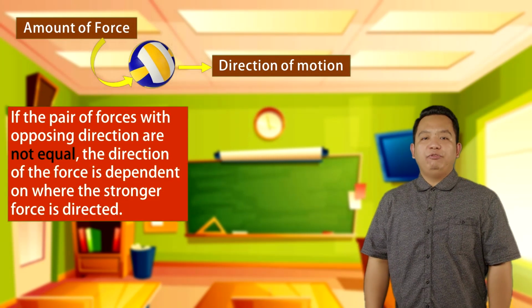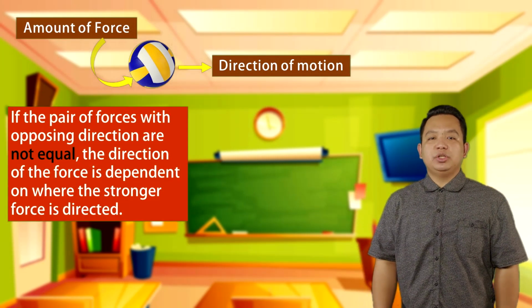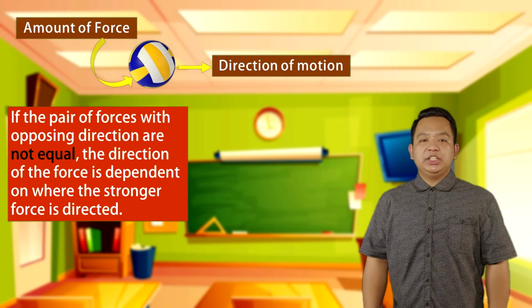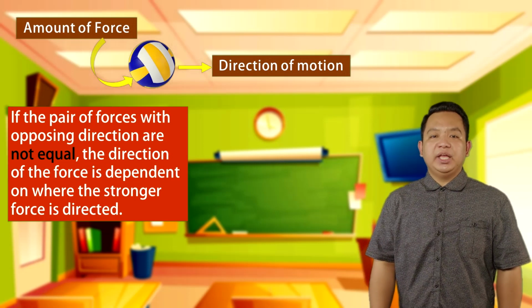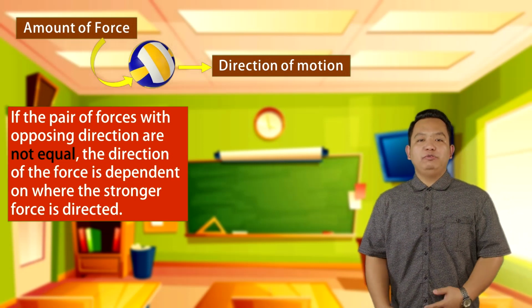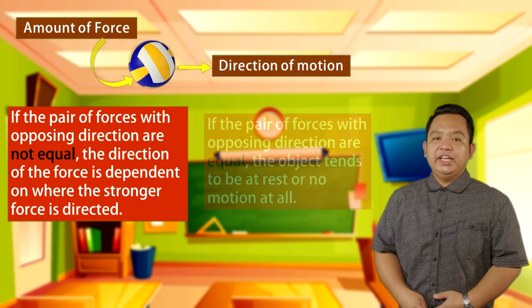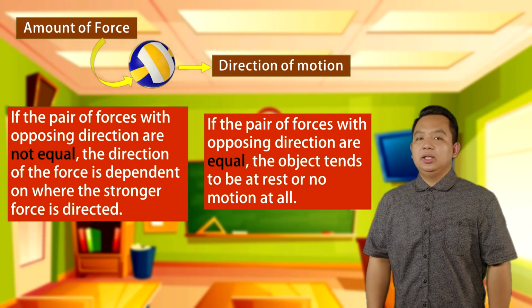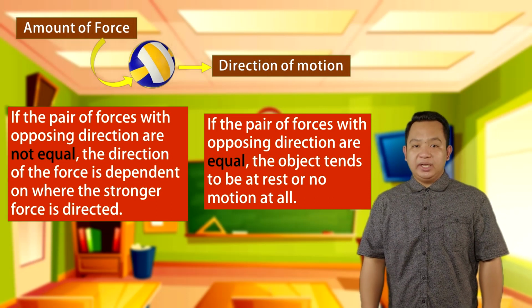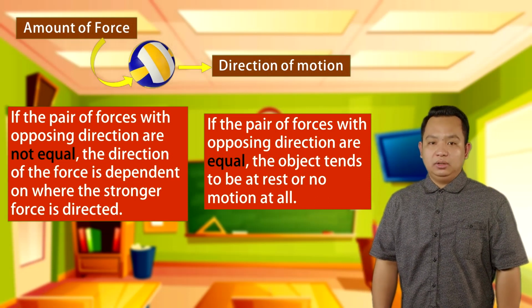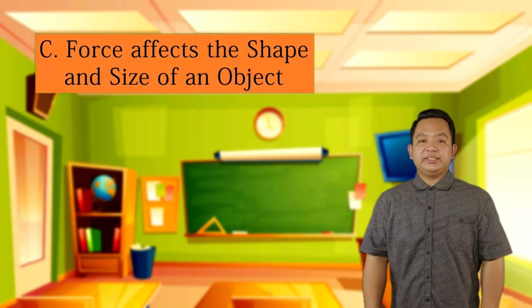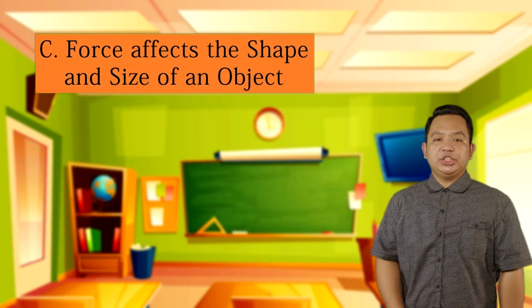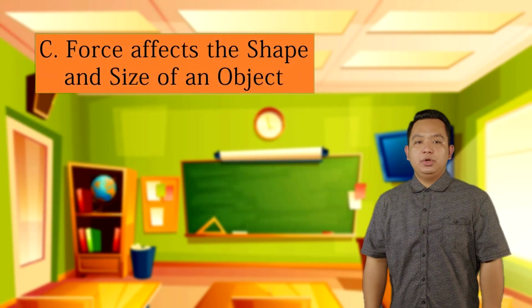If the pair of forces with opposing direction are not equal, the direction of the force is dependent on where the stronger force is directed. And if the pair of forces with opposing direction are equal, the object tends to be at rest or no motion at all. Letter C, force affects the shape and size of an object.